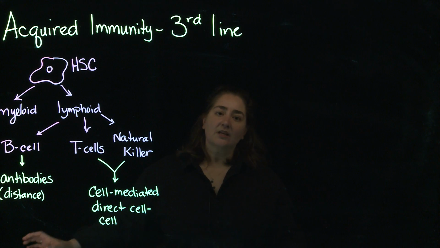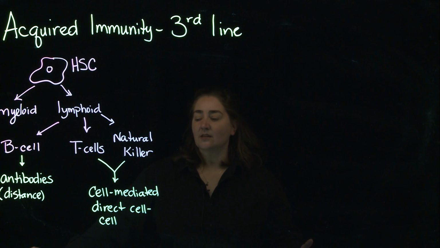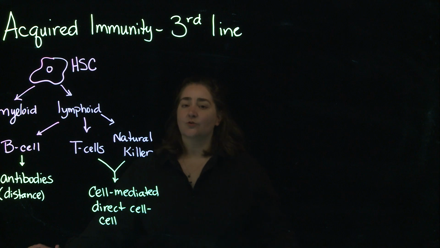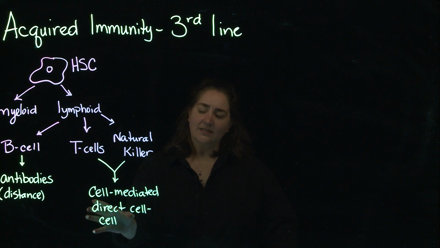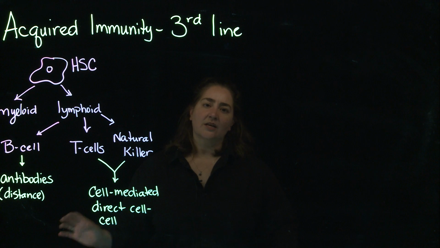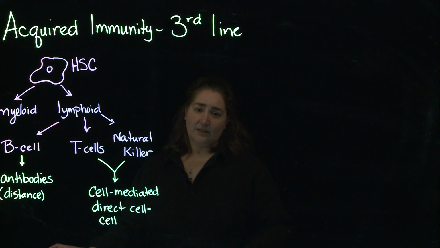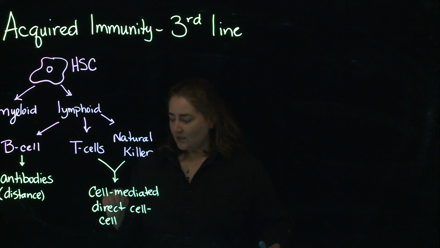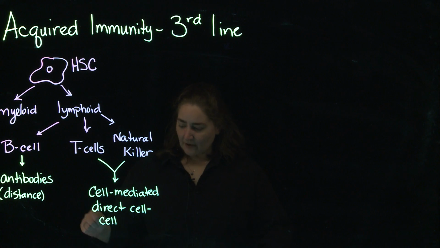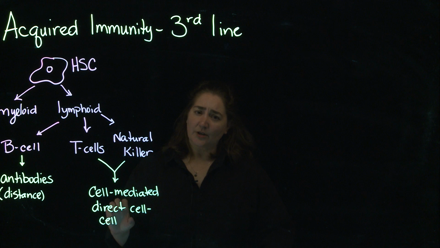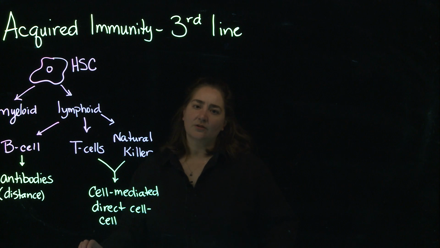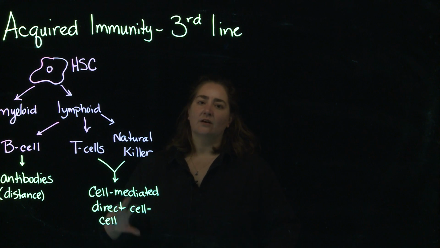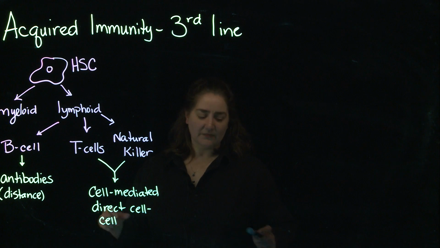T cells and natural killer cells are referred to as cell-mediated immunity or direct immunity because you get direct cell-to-cell contact with either the T cell or the natural killer cell and the invading pathogen. Okay? So in terms of our cells that we're going to concentrate on, this week I'm going to focus primarily on the B cells. We'll get into the T cells and natural killer cells a little bit later, and by later I mean next week, all right?